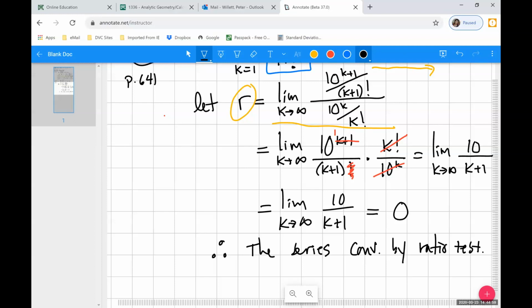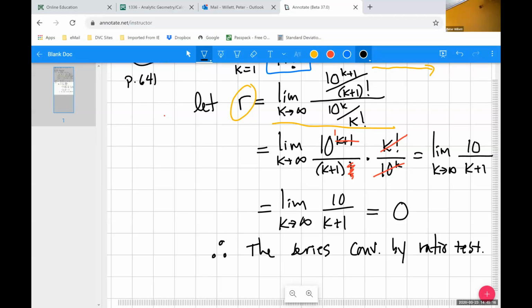Yeah, Professor, I had a question. I get the simplification part, but how we got our R is what I'm a little bit confused on. From what was given to our R value.